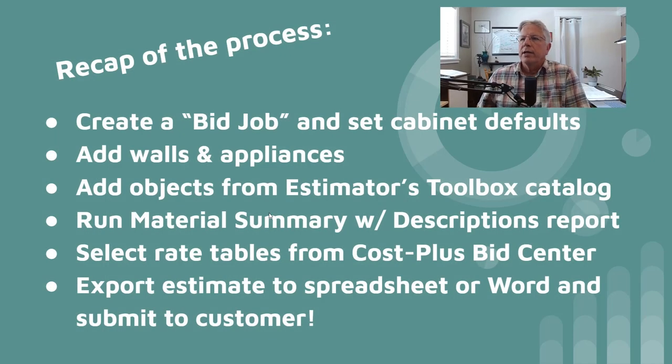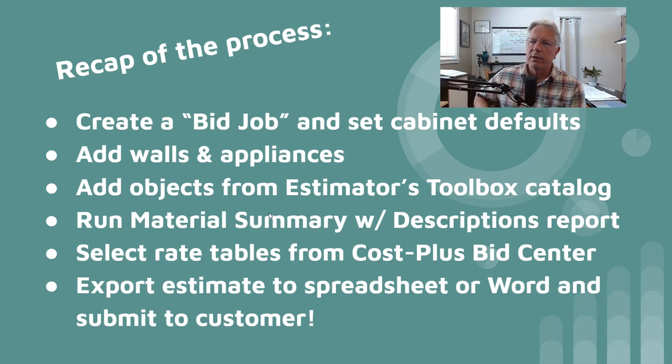What we did is we created a bid job, and we set the cabinet defaults for that according to what we had in the plans from the architect. We added walls and appliances, just a quick run around the room. And again, dimensions aren't really critical. In this case, it's more about placement more than anything. The important dimensions are going to come when we add the objects from the Estimator's Toolbox catalog. The sizes of those should be pretty close to what you glean from the takeoffs from the architect.